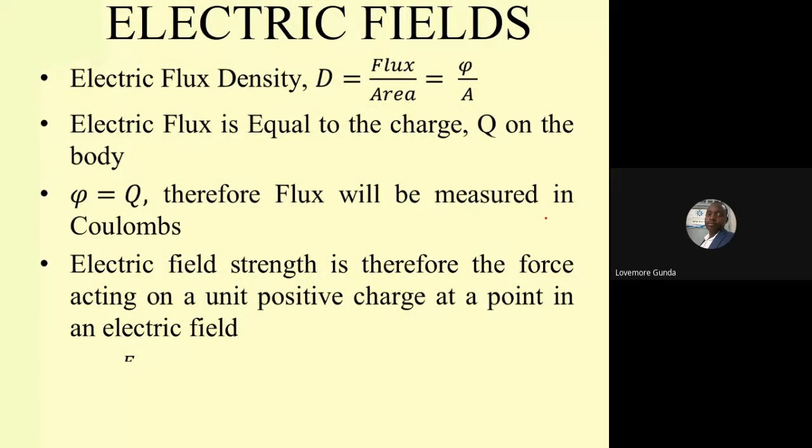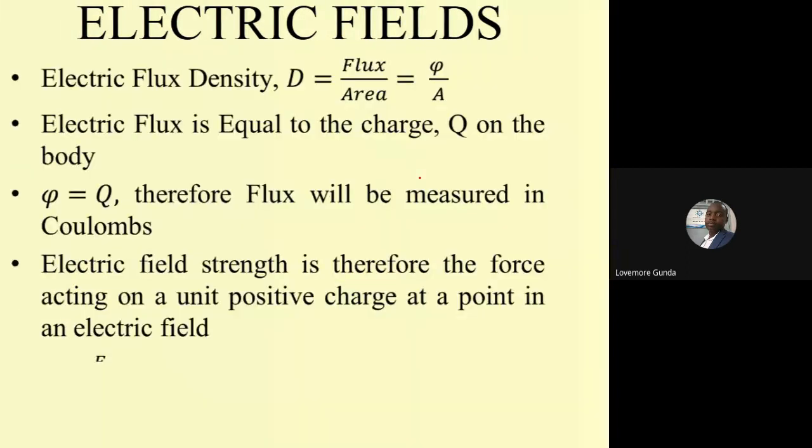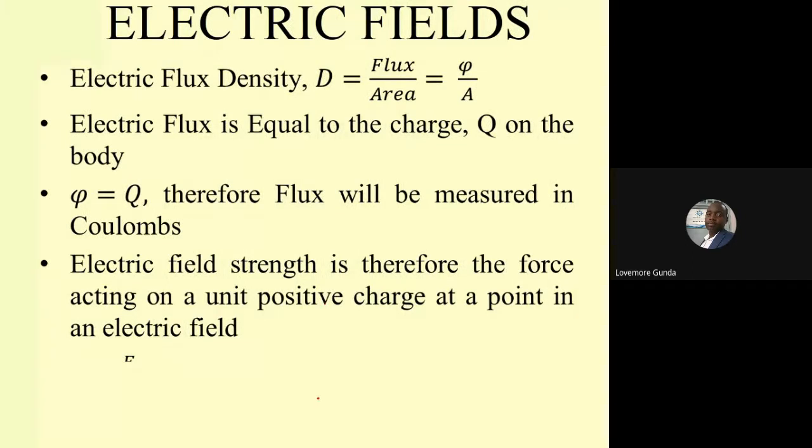Then we talked about flux lines representing the electric field, right? So the electric flux density will now be the flux per unit area. That is what I was explaining, that since we can represent the flux by a number of lines passing through a point, though we cannot physically enumerate them, then we are saying the flux per unit area becomes the electric flux density. And the electric flux density is equal to the charge on the body.